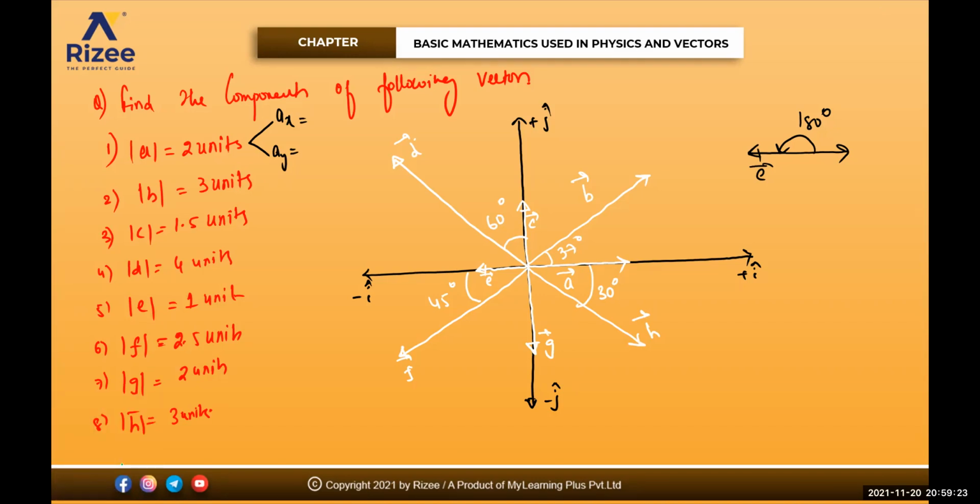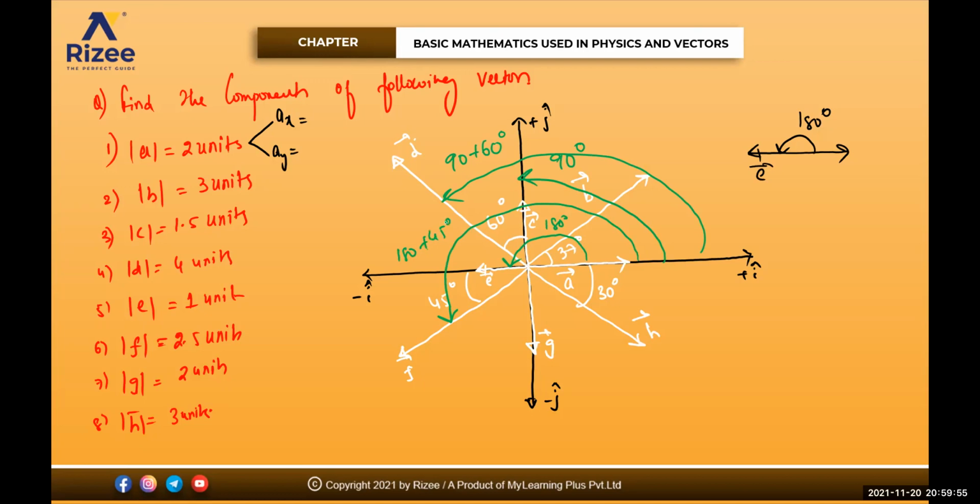Now see, this angle from here to here, this is C, na? This is 90. Then D bar means from here to here, so this is 90 plus 60. Then E bar means from here to here. That is 180. Then F bar means from x-axis, this one is like this. This is 180 plus 45. Then G bar means from here to here, like this. Got it? Then H bar means again from here to here, like this.